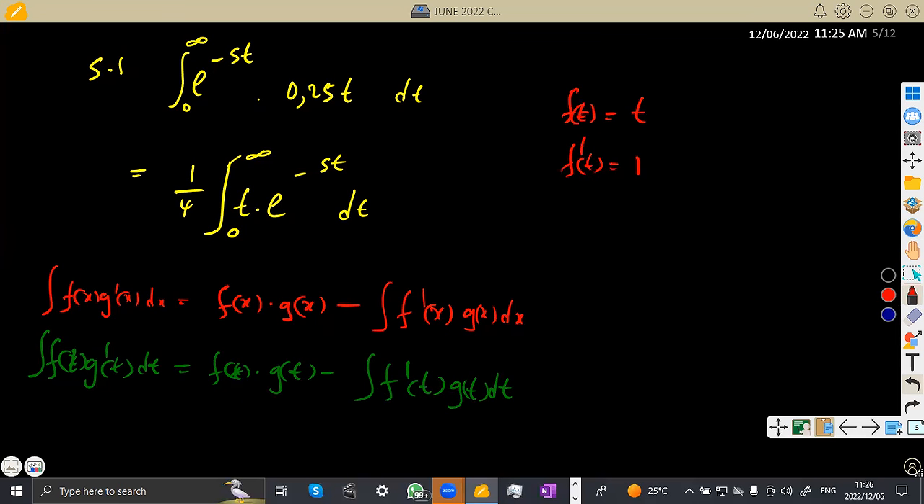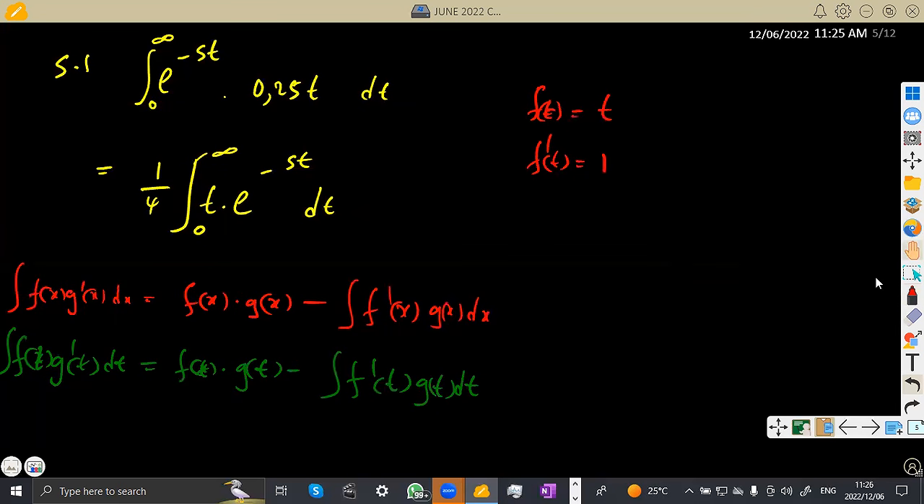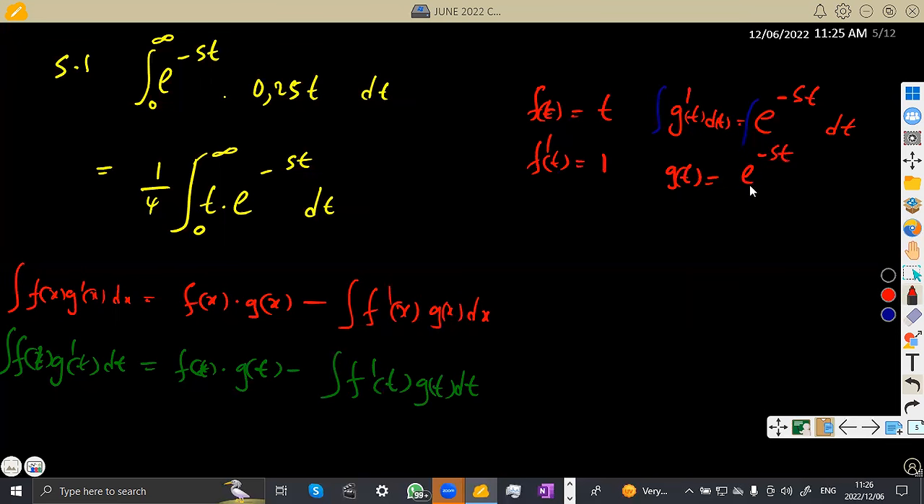Then the rest will be g prime, so we are going to be left with e to the exponent of negative whatever that we have there. So this is our g prime t with respect to t, which is equivalent to e to the exponent of minus st dt. And as we know that from this, we are supposed to integrate both sides so that we can have gt. So gt is equivalent to the integral of e. Remember, for you to integrate e, we are supposed to divide by the derivative of st here. So it's going to be e to the exponent of minus st, then you divide by the derivative, which is minus s.